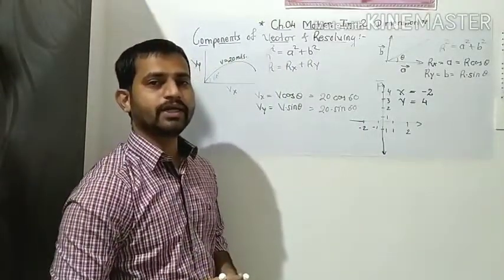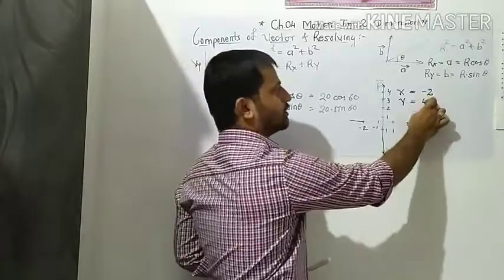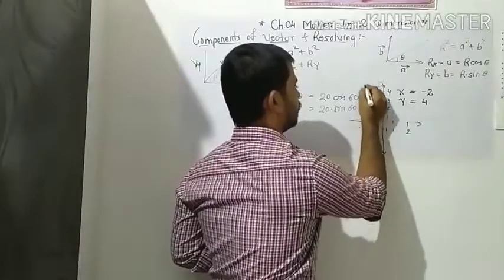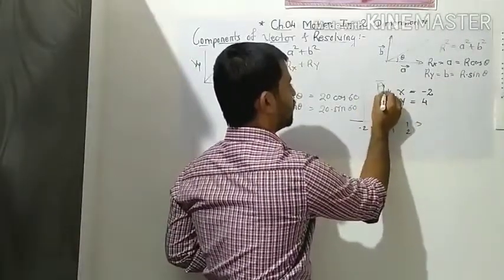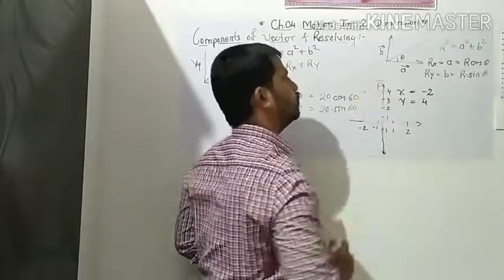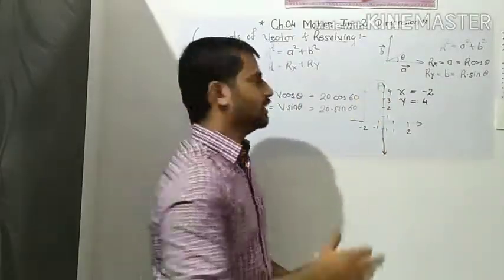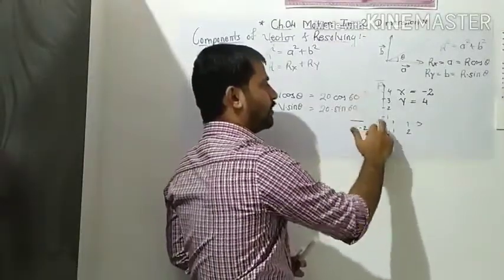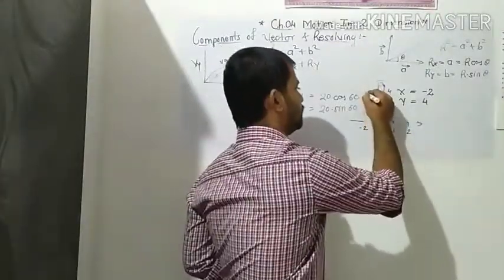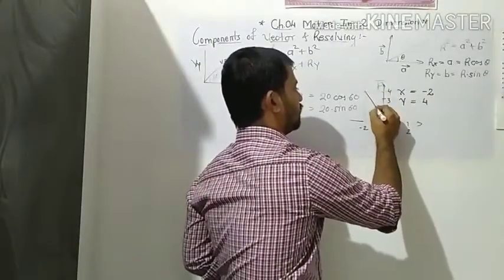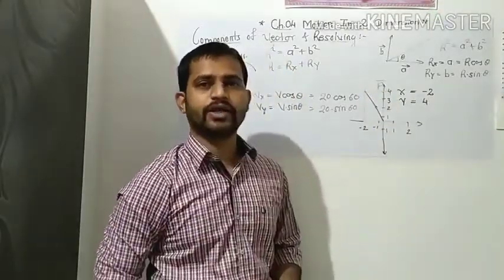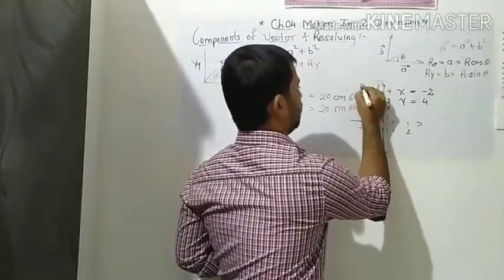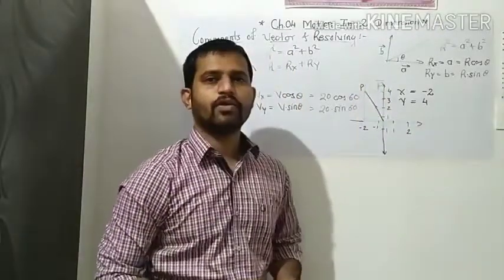We have to find the intersection point of this x component and the y component. So it is -2, and we draw the perpendicular line from this. This is the 4, and we draw the perpendicular line from this. This is the position of the vector P. If we join this point with the origin, then we will get the position vector of this vector P.